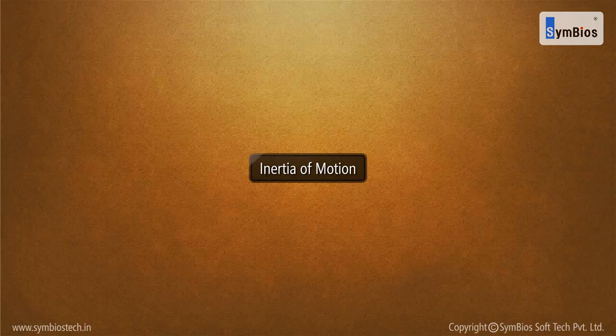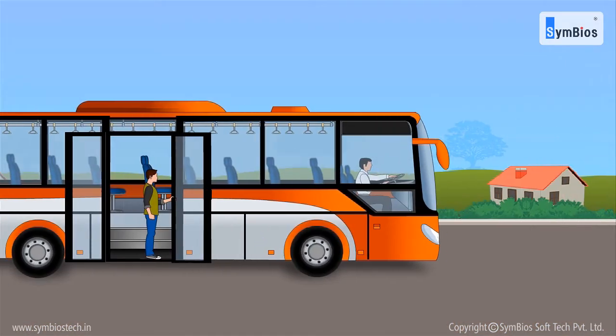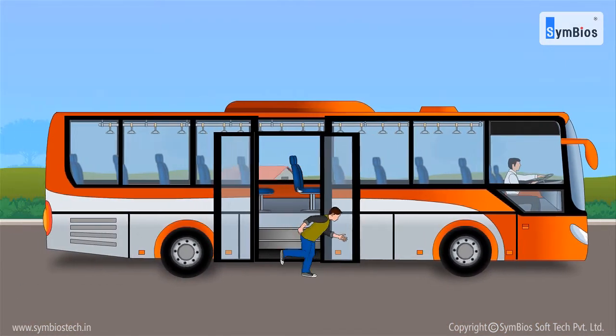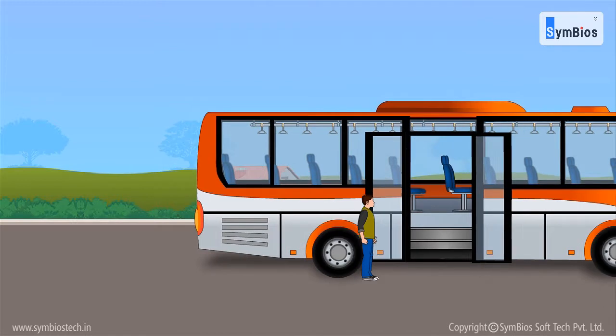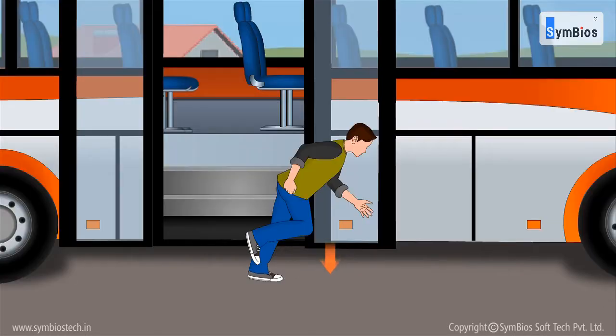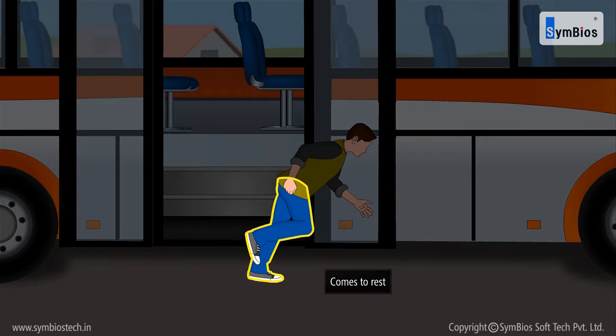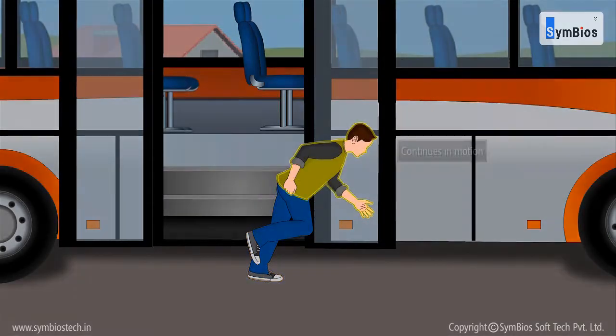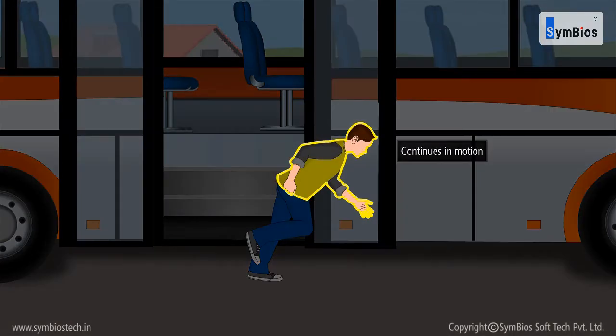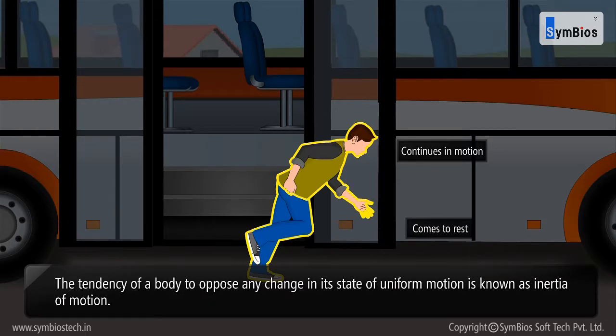Inertia of motion. A passenger falls forward while getting down from a moving bus. This is because as the foot of the passenger touches the ground, the lower part of his body comes to rest, while the upper part of the body remains in motion. This tendency of a body to oppose any change in its state of uniform motion is known as inertia of motion.